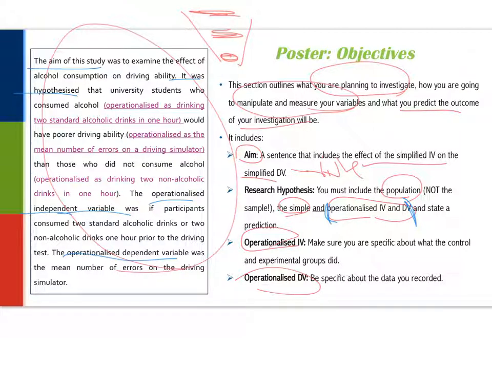Now let's go back and talk about the research hypothesis and the operationalized IV and DV a little bit more. Now I know I've already said this, but you need to make sure it is perfect because one, it's tricky, and two, if it's not perfect, you're going to lose quite a few marks for the hypothesis and the operationalized IV and DV. Now remember, with your hypothesis, I would start off with the simple version first and then pop in the operationalized variables in brackets. That's just going to make your life a little bit easier.